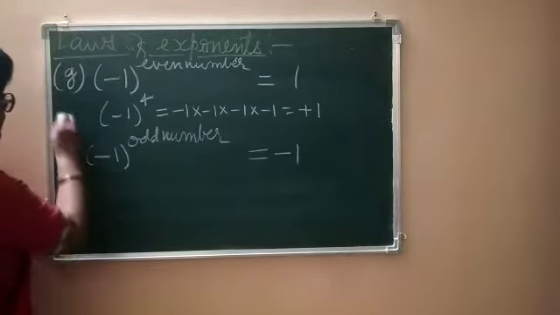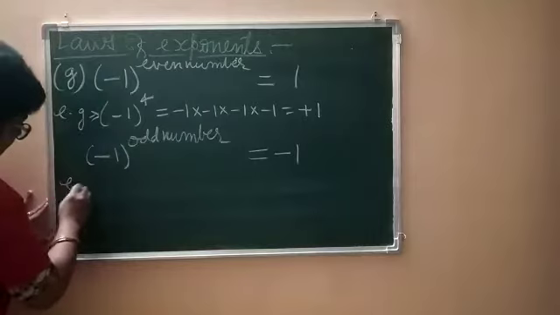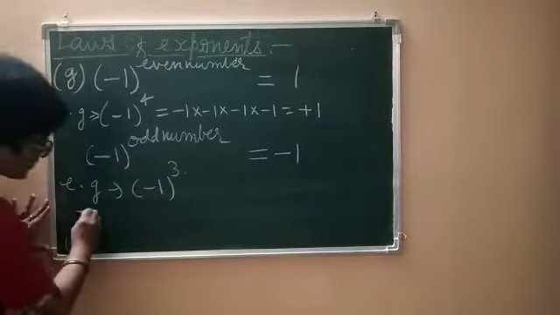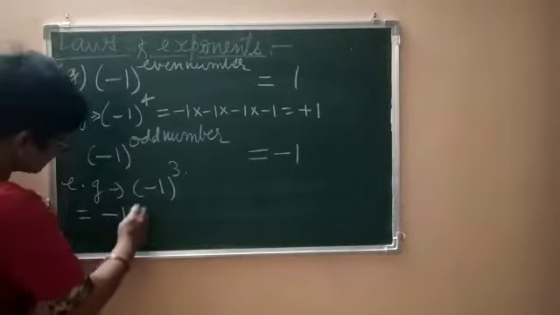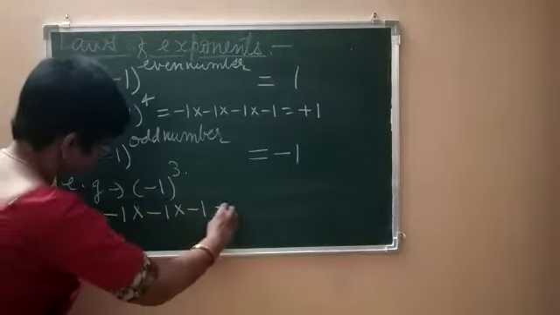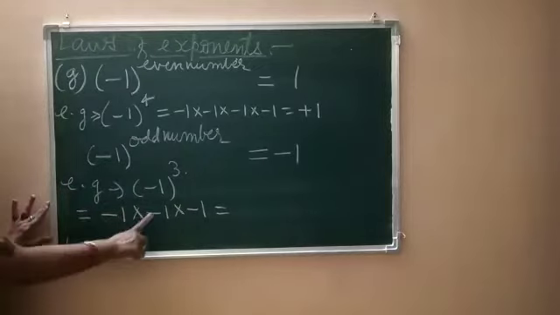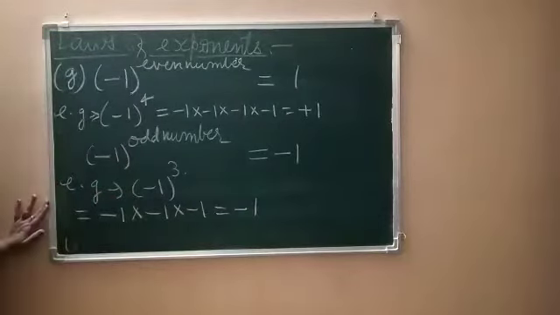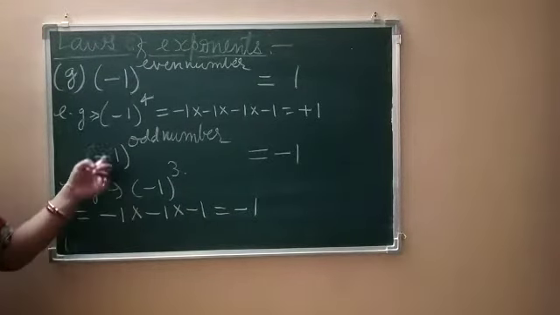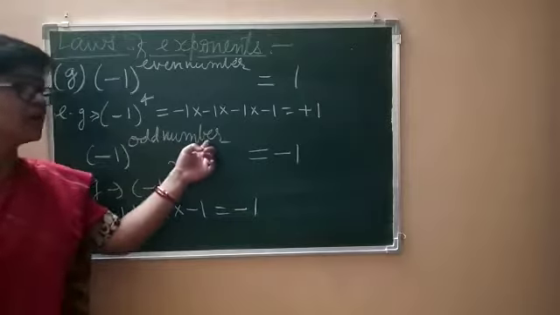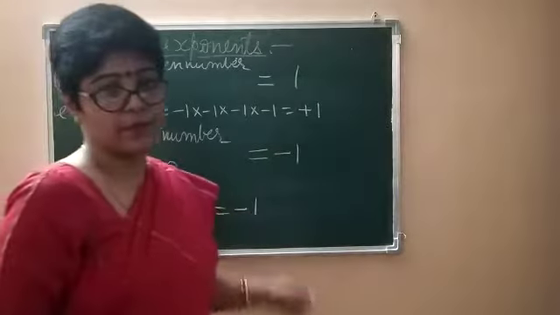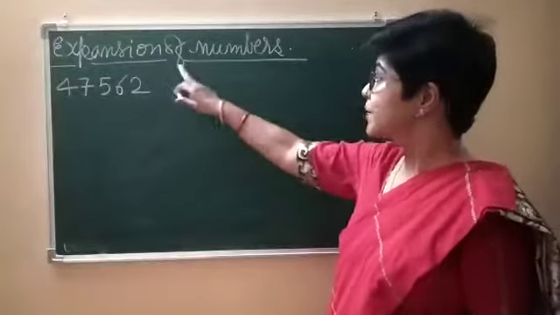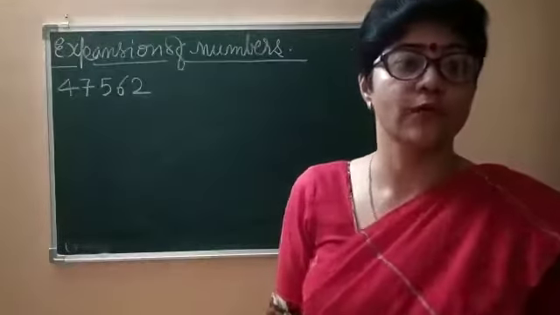Now you see the example. Minus 1 raised to the power 3 means minus 1 into minus 1 into minus 1. Minus minus plus 1, plus minus minus, minus 1. So if a number whose power is an odd number, the result will always be a negative number. Clear?